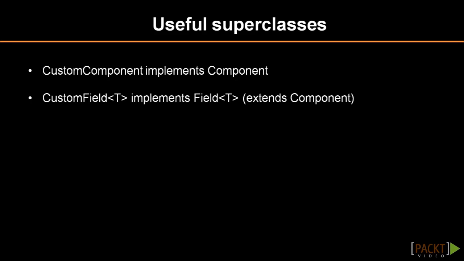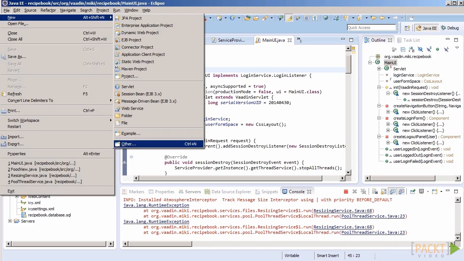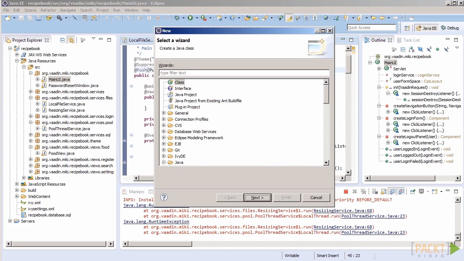Let's take a look at our use case again. We have a pre-formatted text, which we want to display in a tree. That means we want to have a string field that is represented by a tree. The base class for us is thus CustomField.